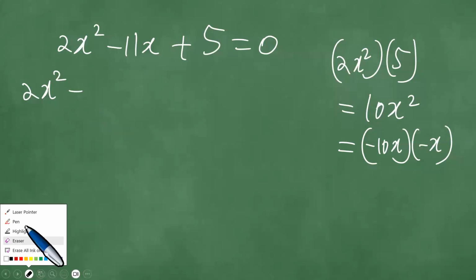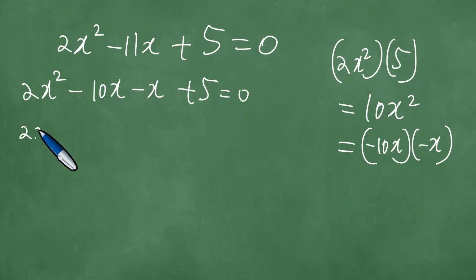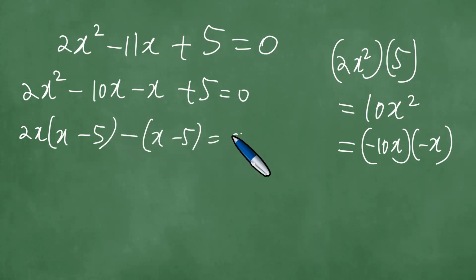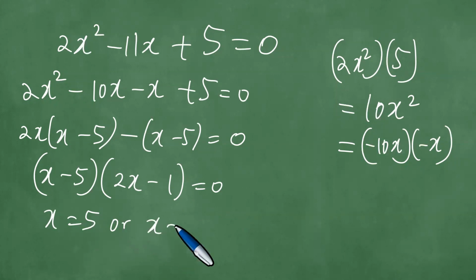So we have, therefore, 2x squared minus 10x minus x plus 5 equals 0. Here, the highest common factor is 2x. With x minus 5, we factor out, and with minus x minus 5, we get x minus 5 into 2x minus 1 equals 0, which means x equals 5 or x equals 1 over 2. So those are the answers here. Okay, so we're done solving this one.